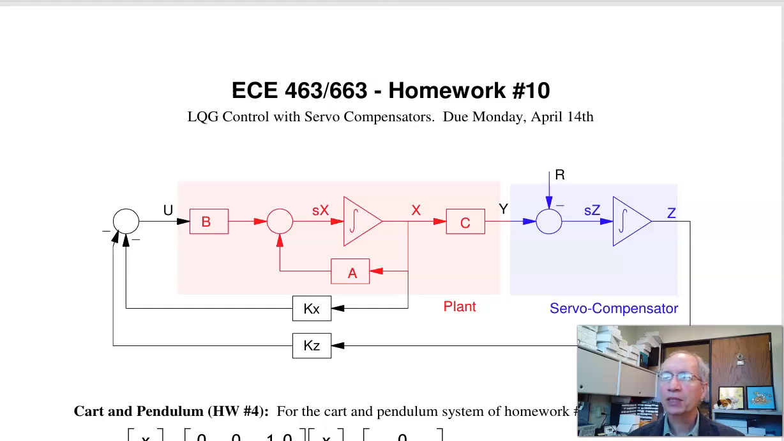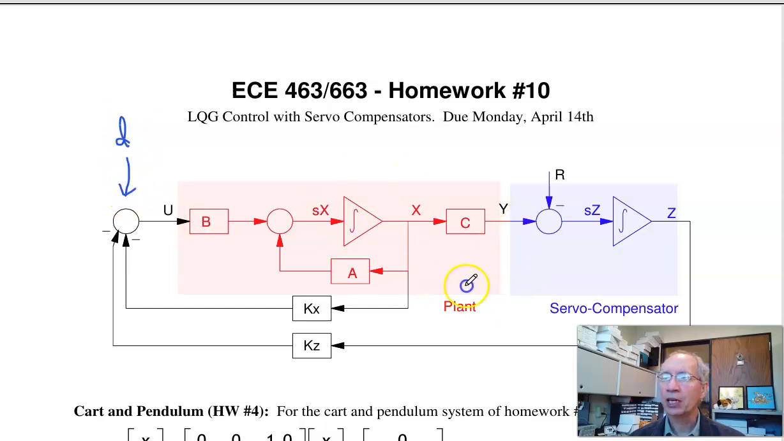Now, a servo compensator is where you take your plant and add an integrator to it. What that does is that lets you track a constant set point and reject a constant disturbance. So if there's a disturbance over here, it would reject that as well.